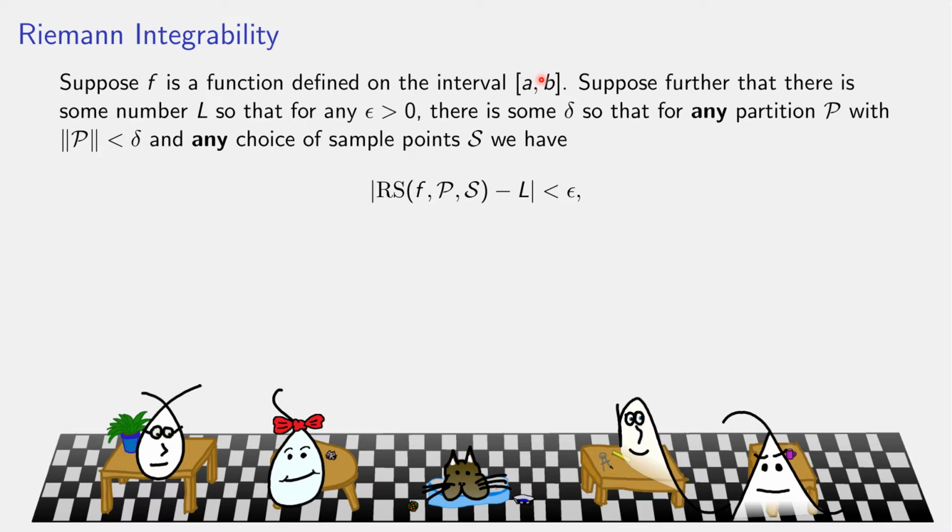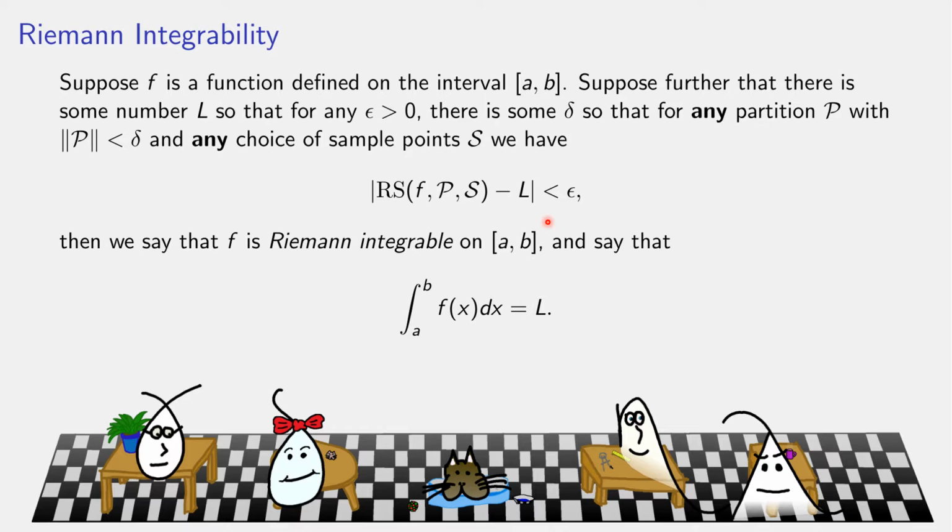Now what we do is we suppose for any positive epsilon, there is a delta, so that for any partition whose norm is less than delta and any choice of sample points, we get the following inequality. Then we say the function is Riemann integrable on the interval, and that L is the value.